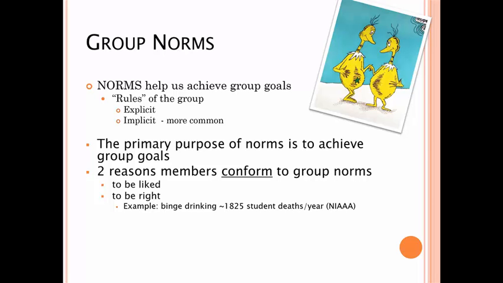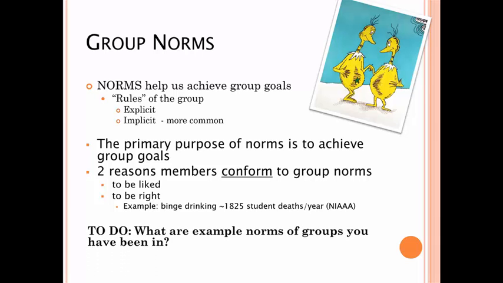A very unfortunate example of people feeling it's very important to conform to group norms is student binge drinking. According to the National Institute on Alcohol Abuse and Alcoholism, specifically looking at students, approximately 1,825 students per year between the ages of 18 and 24 die due to alcohol consumption or overconsumption. And this is folks trying to conform to the social pressure and the peer groups that are common within college.